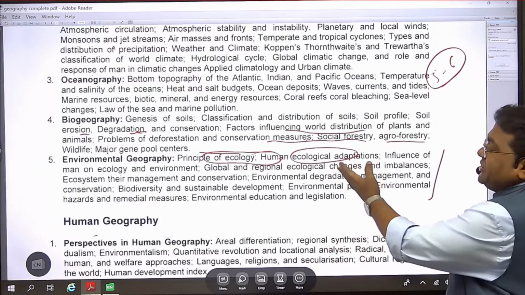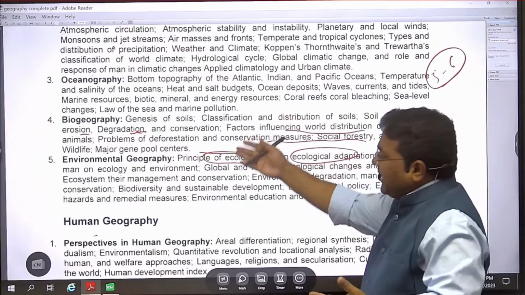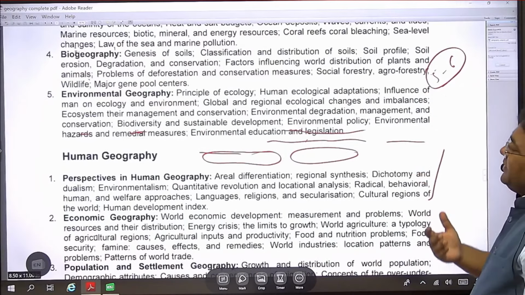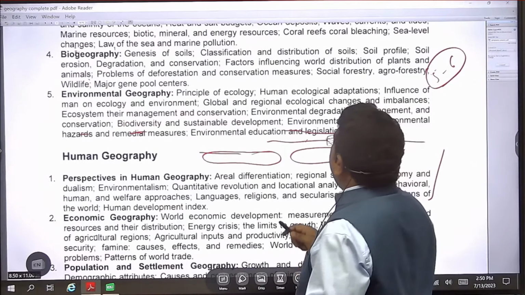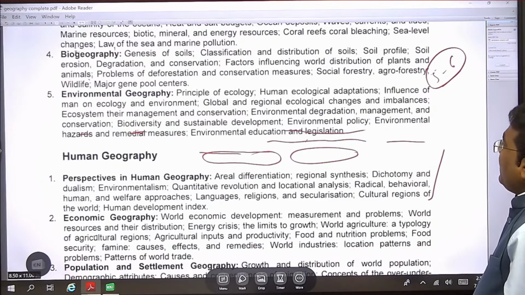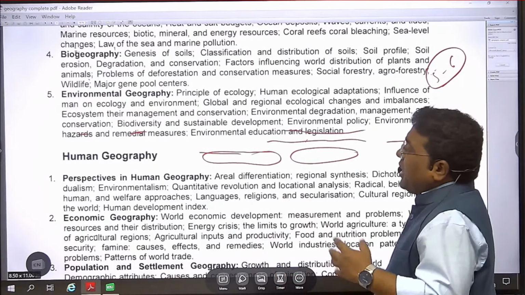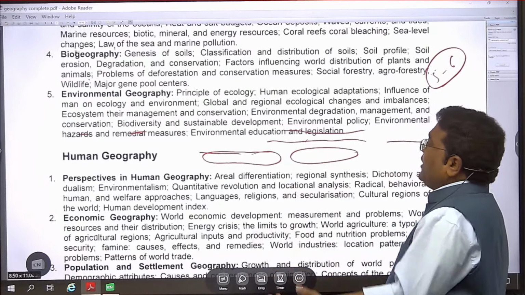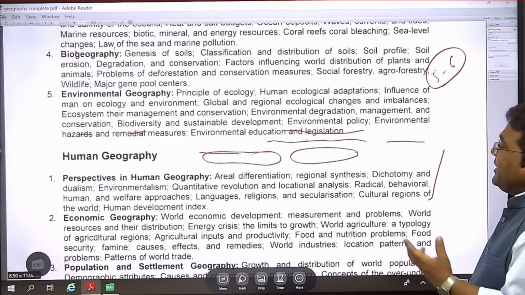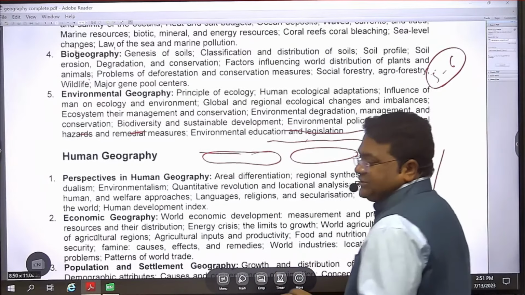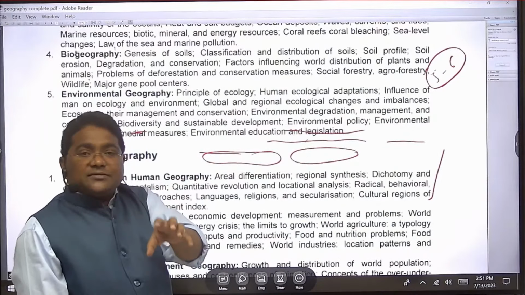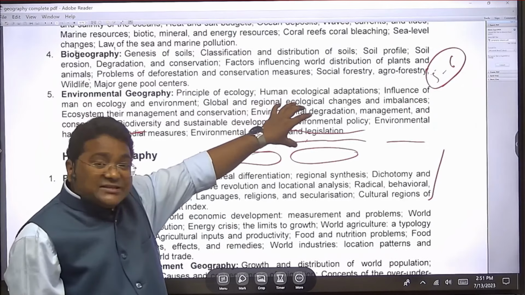And wildlife, major gene pool centers. So here environment is also covered. Again, you can see environment geography here, right? Here ecology, principles of ecology, and human ecological adaptation, influence of man on ecology and environment, and environmental degradation, how you are conserving the environment, biodiversity, and environmental policies, and environmental hazards and remedial measures, environmental education and legislation. So you are not only reading these topics, the environment syllabus which is in GS will also be covered in this environment geography.